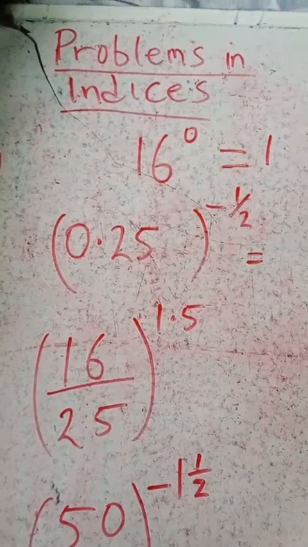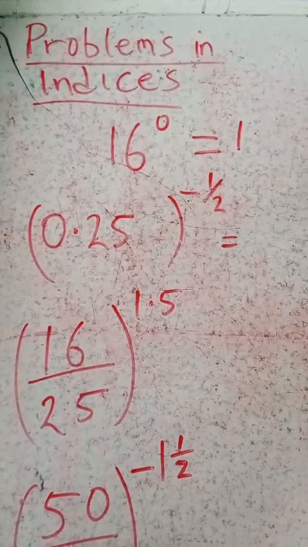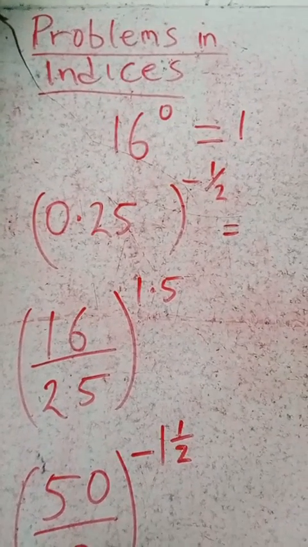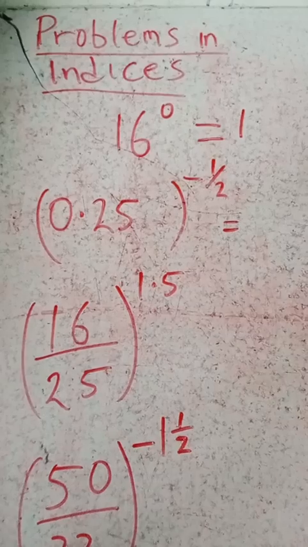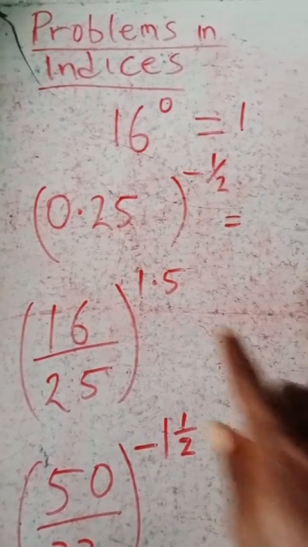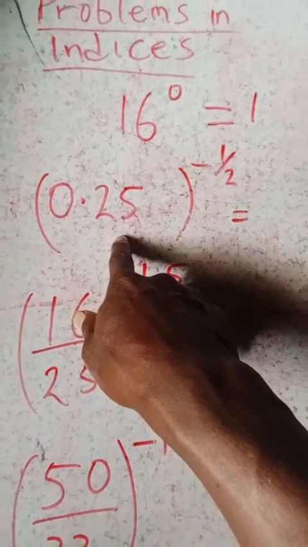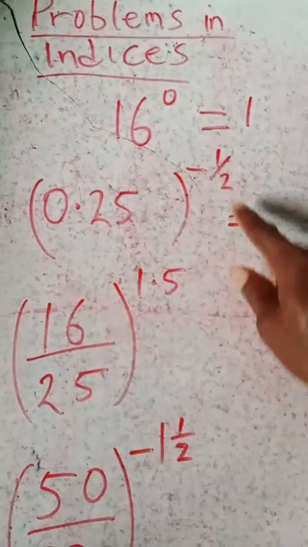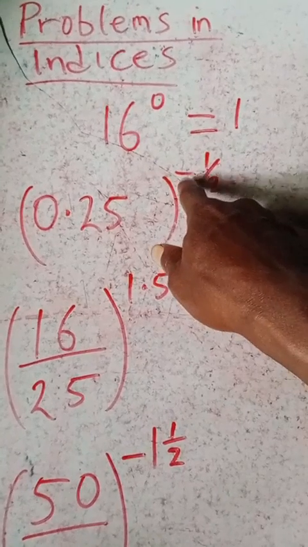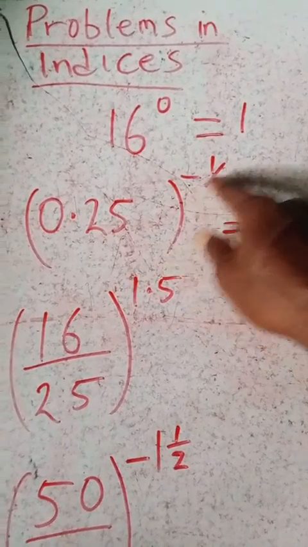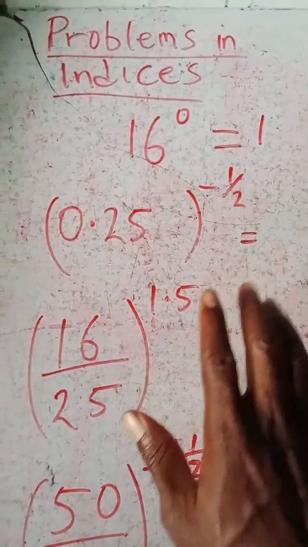Number two says 0.25 raised to power minus 1 over 2. Here the base, which is 0.25, is a decimal. The power here is a negative index, negative power, and it is also a fraction. So we'll be treating them one after the other.